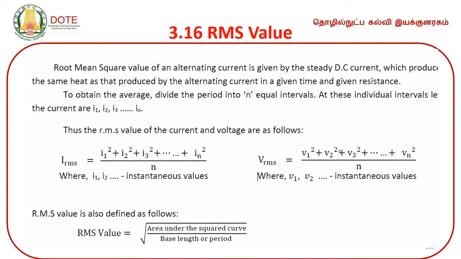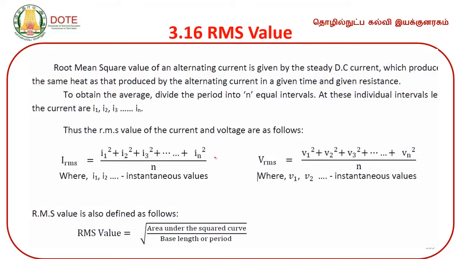Then comes the root mean square value. The root mean square value of an alternating current is given by the steady DC current which produces the same heat as that produced by the alternating current in a given time and given resistance. To obtain this, divide the period into n equal intervals. At these intervals, the currents are I1, I2 up to In. Thus, the RMS values of the current and voltage are given as follows.